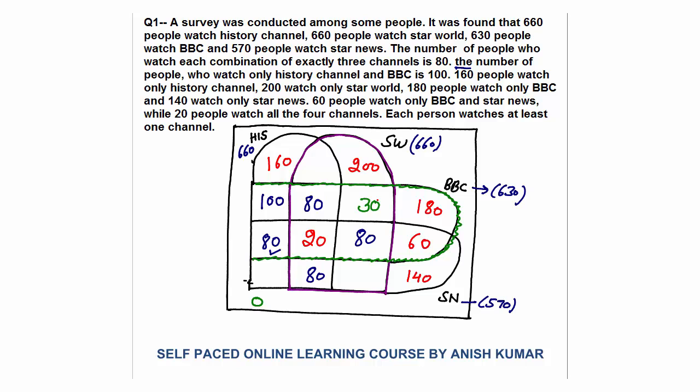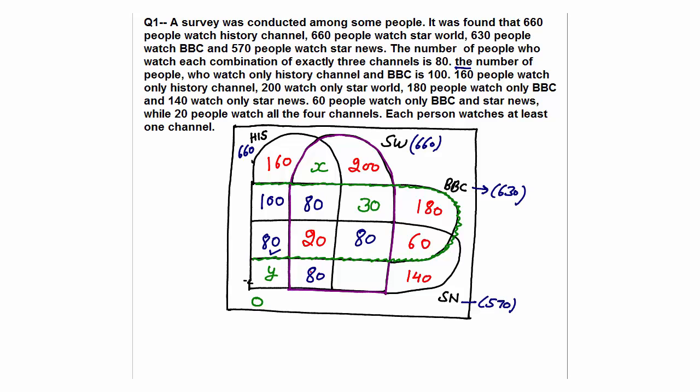Now what more circle we can fill? Now you can see that in History circle there are 2 gaps that we need to fill. In Star World there are also 2 gaps, and in Star News there are also 2 gaps. So what we will do, we will assume that this is equals to X, this is Y, and this is Z. Now we will calculate the value of X plus Y.